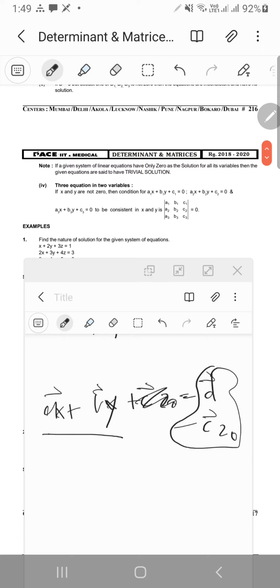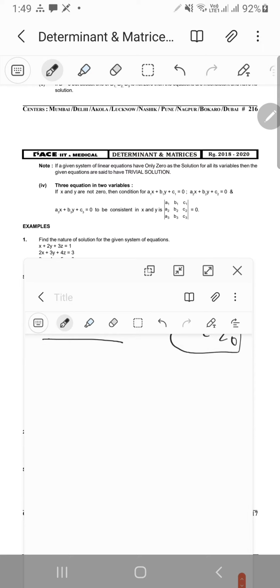Three equations in two variables. If x and y are not 0, then the condition to be consistent in x and y is that the determinant must be 0. Okay. Yes, that makes sense. Just consider, it would be something like this: a bar x plus b bar y plus c bar equal to 0. That's the equation that you're considering.